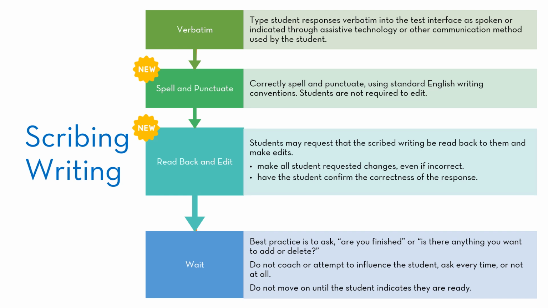Type student responses verbatim into the test interface as spoken or indicated through assistive technology or other communication method used by the student. Correctly spell and punctuate using standard English writing conventions. Students are not required to edit. Students may request that the scribed writing be read back to them and make edits. Make all student requested changes, even if it is incorrect, and have the student confirm the correctness of the response.